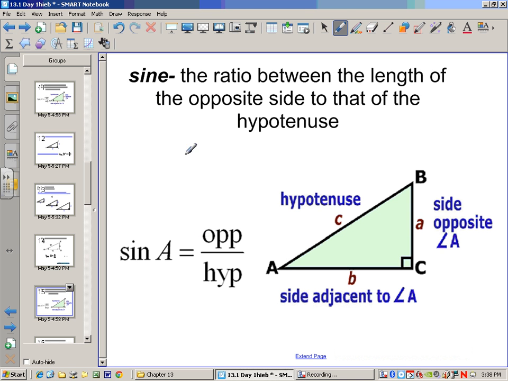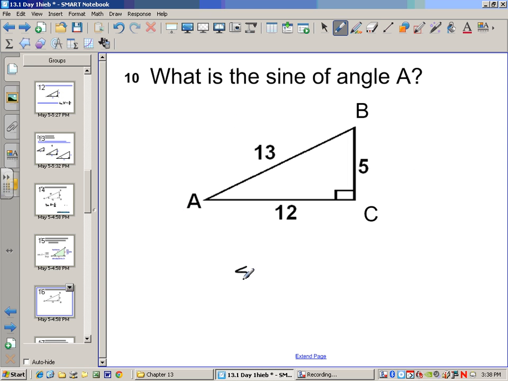Now there's a new ratio called sine. We leave off the "e" when we're writing it out. We just write, this is called sine of A. So a sine is the ratio between the length of the opposite side and that of the hypotenuse. So for A, the opposite would be a over the hypotenuse, which would be c. Now what is the sine of angle A? Sine of angle A would be the opposite side, which is 5, over our hypotenuse, which is 13.